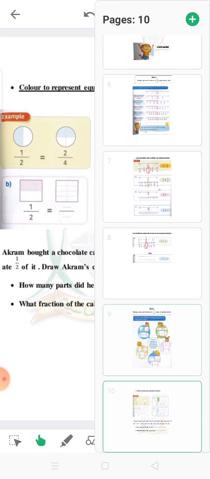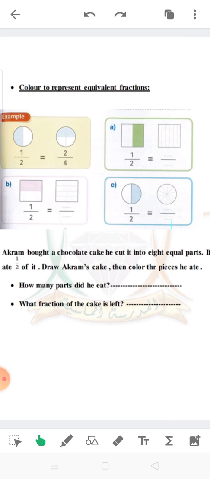Let's see the next one. Color what represents the equivalent fraction. Let's see here. We have 1/2 here, and the same shaded part is 2/4. Look here. We have 1/2. I need to get the equivalent to 1/2. First, we will start with this model. Okay, let's see here. It's 1/2.